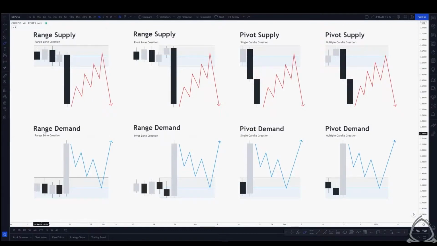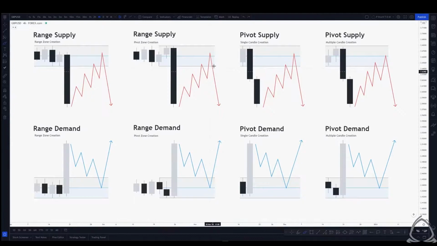And the same can be said for range created demand. We'd be looking for the highest high and the lowest low of that range in price. We'd be waiting for price to expand to the upside, breaking out of that range, and then we'd be patiently waiting for price to return back to that range to look for an overall trade idea. Now we can take that a step further and refine our supply and demand zones that are created by ranges by using a concept of pivot.